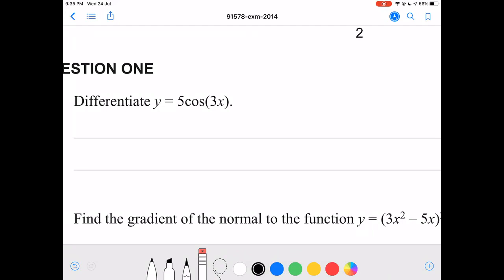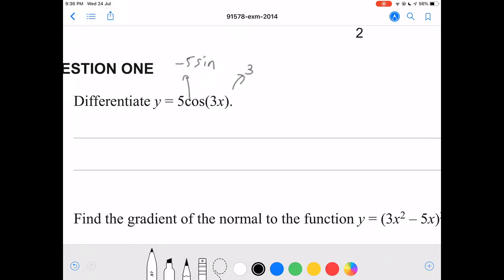So we have 5 cos, that's the outer function, and we're going to differentiate that. Oh wait, no, it does not become 5 sine. It becomes negative 5 sine. And if we differentiate our 3x, which is our inner function, that becomes just 3.